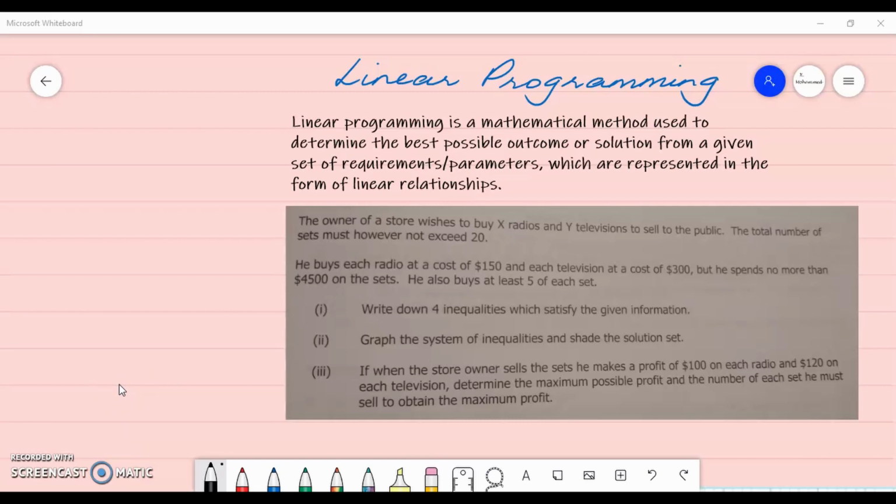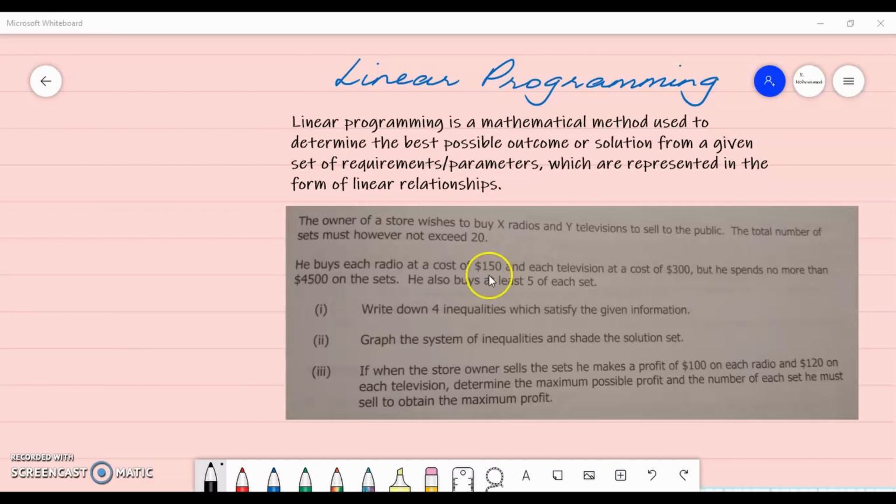In this session, we will be looking at linear programming. Now, what is linear programming? It's actually a method that is used to determine the best possible solution or outcome from a given set of parameters, right? And it is usually represented in the form of linear relationships. Now, to better understand that explanation of what linear programming is, let's delve right into our question.